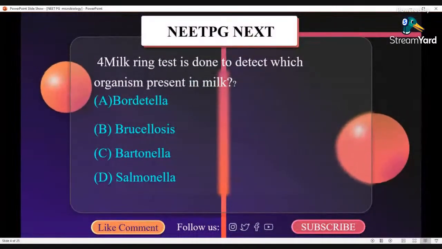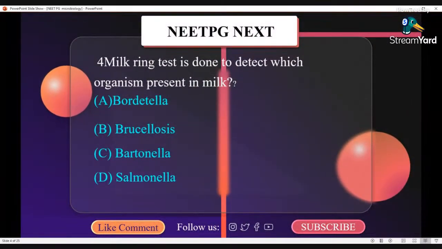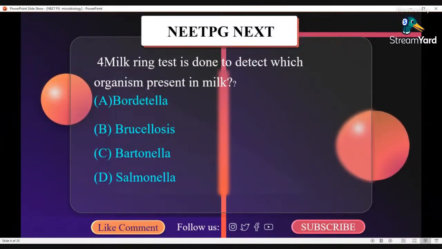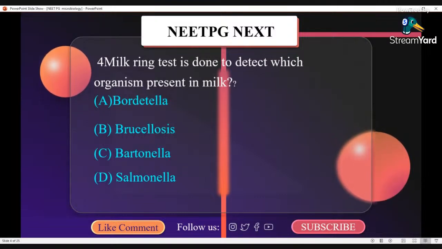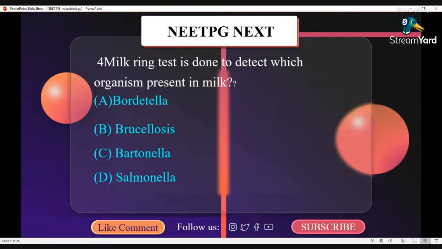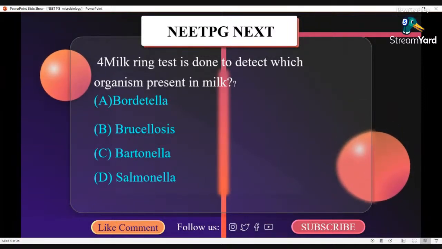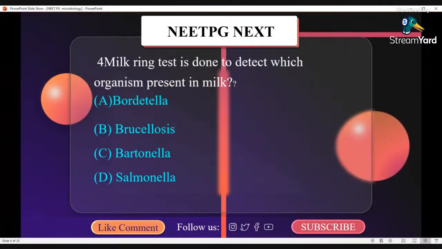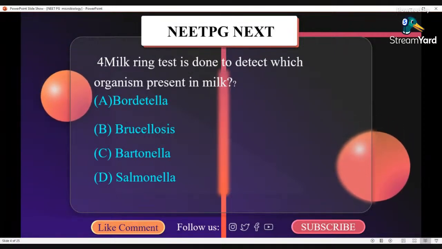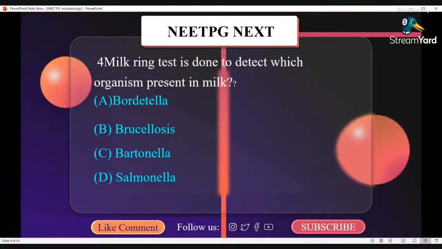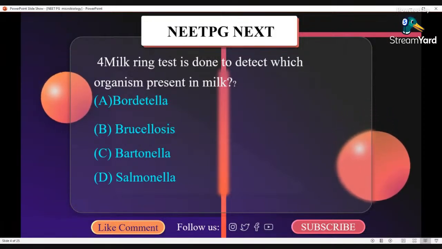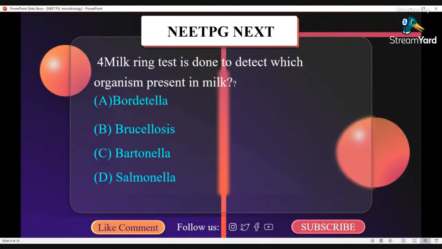Milk ring test is done to detect which organism present in milk? A. Bordetella, B. Brucellosis, C. Bartonella, D. Salmonella. The correct answer here is B, brucellosis. For detection of brucella in infected animals, pooled milk samples may be tested for bacilli by culture and for antibodies by several techniques. In the milk ring test, a sample of whole milk is mixed well with a drop of stained brucella antigen and incubated in a water bath at 70 degrees for 40 to 50 minutes.